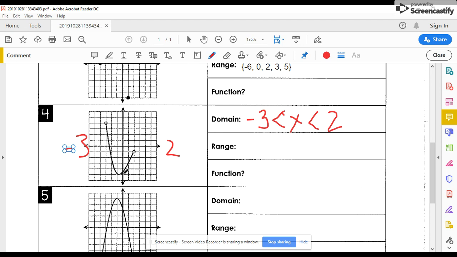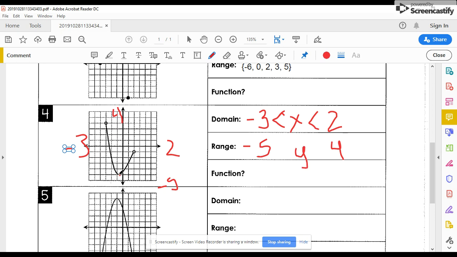For the range, scan down. The lowest point is this point way down here, which has a value of -5. And then the highest point is this point up here, which I think is 4. So range is going to be -5 as the lowest, 4 as the biggest. Range is y.